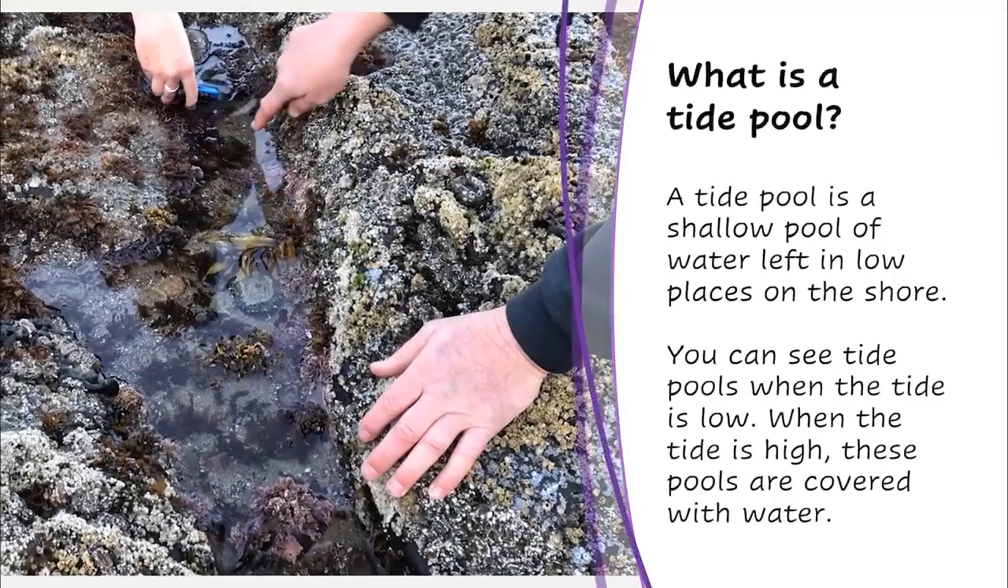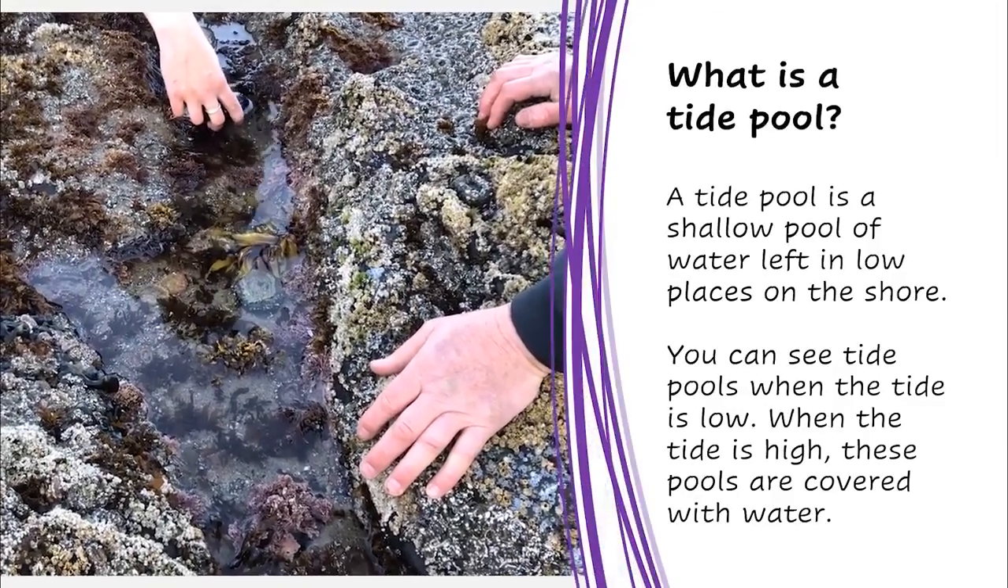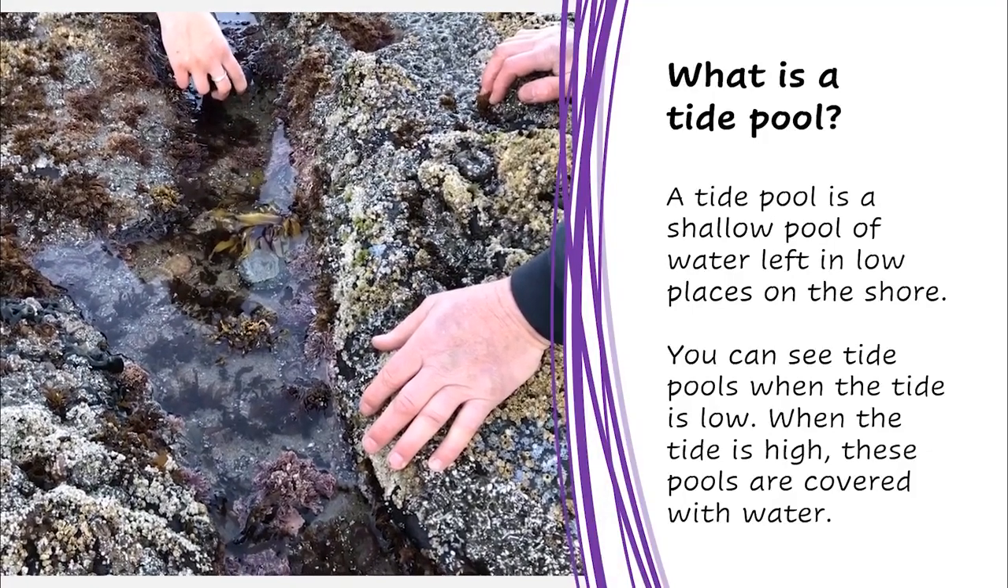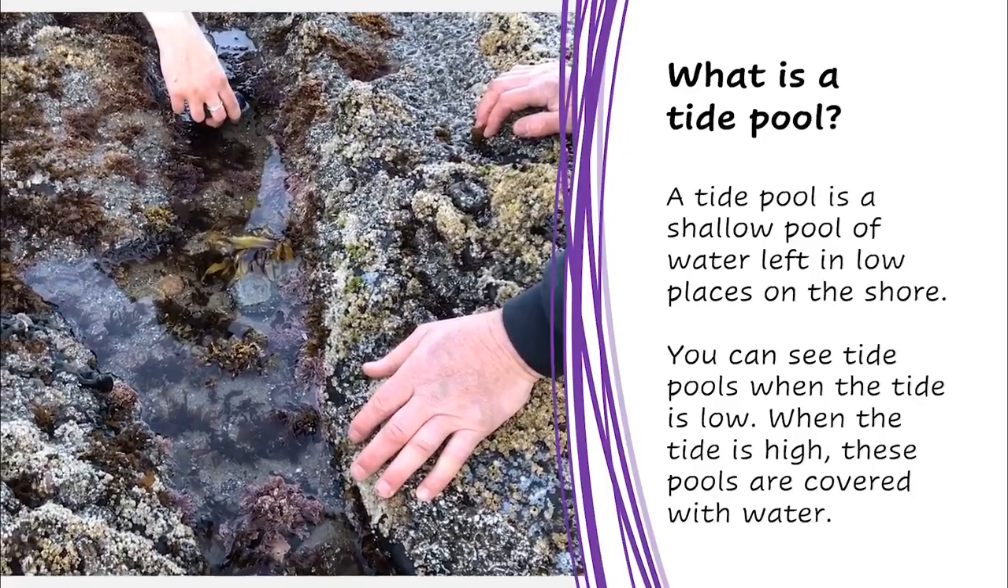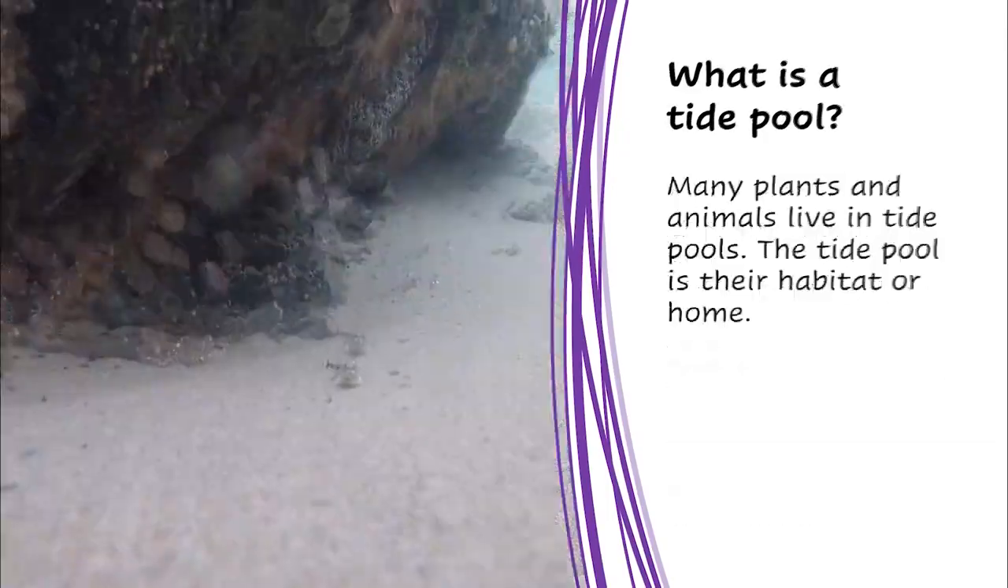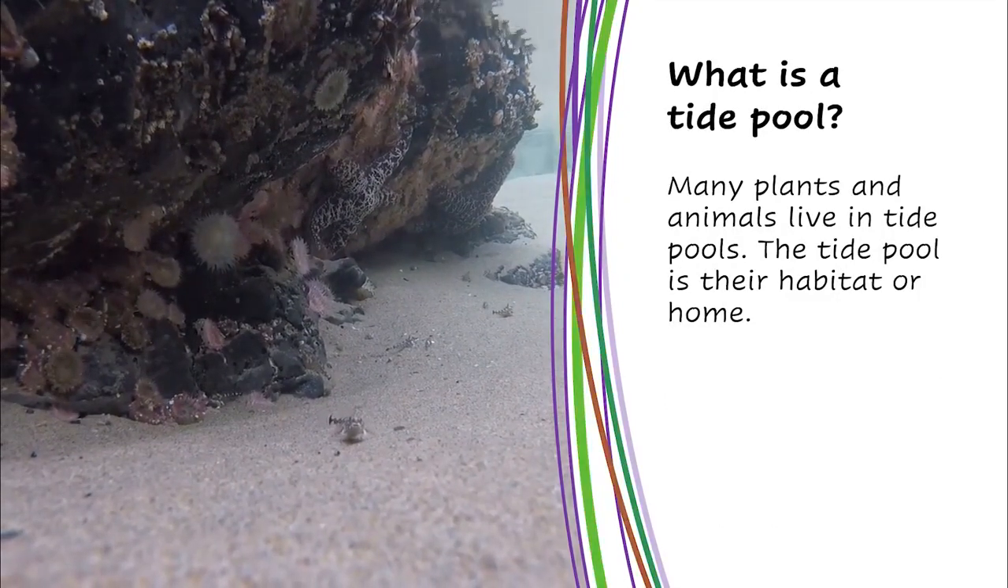What exactly is a tide pool? A tide pool is a shallow pool of water left in low places along the shoreline. You can see tide pools when the tide is low. When the tide is high, these pools are covered with water. Many plants and animals live in the tide pools. The tide pool is their habitat, or home.